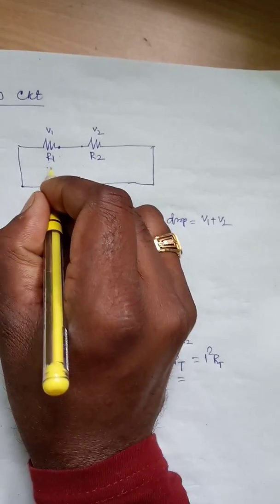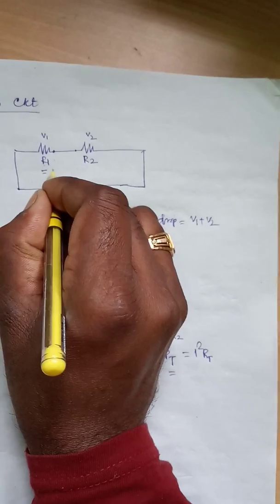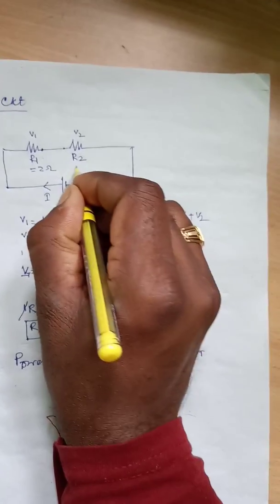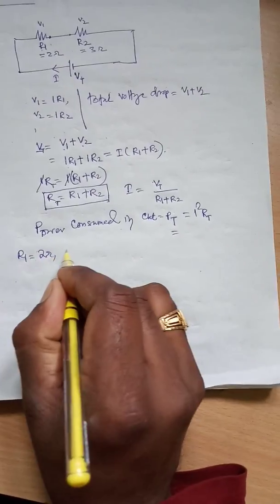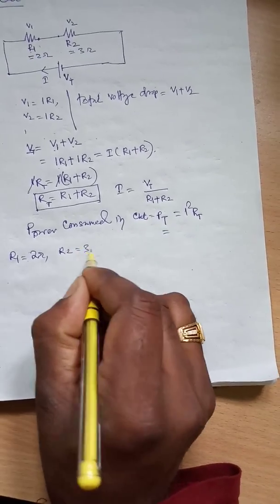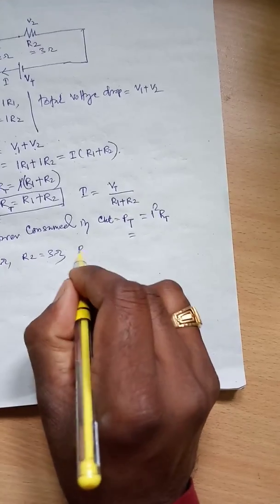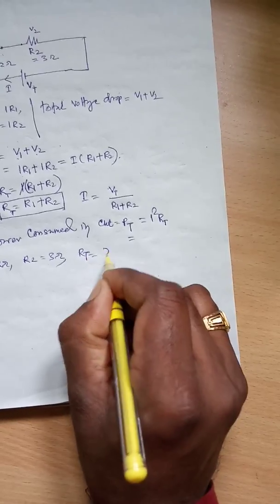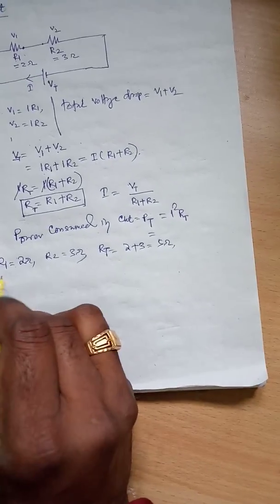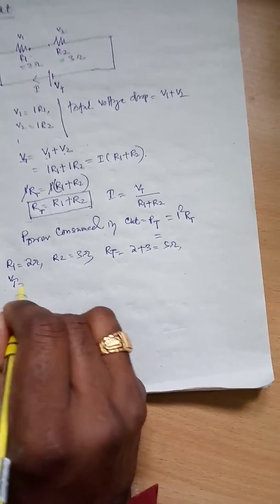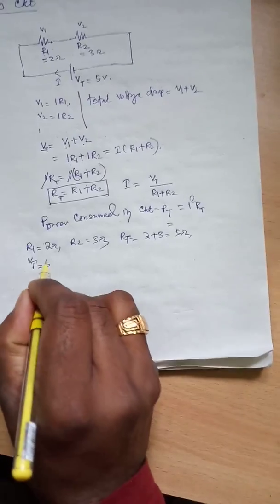Let us take an example here. Let R1 be equal to 2 ohm and R2 equal to 3 ohm. So the total resistance RT is equal to 2 ohm plus 3 ohm, that is 5 ohm. Let the voltage VT be equal to 5 volt.